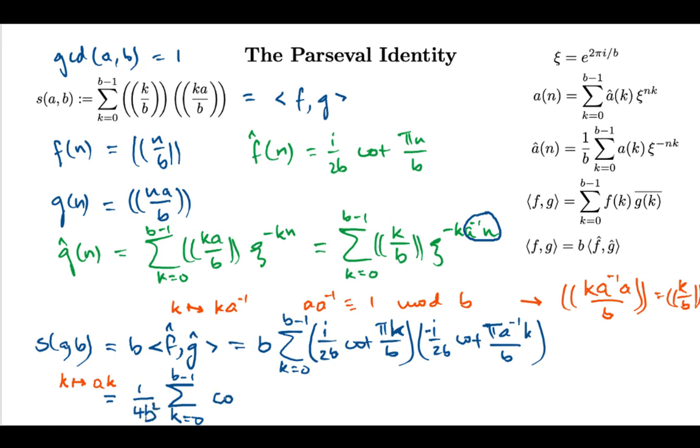And now I'm using the fact that cotangent is a periodic function. So my change of variables now says that I have a Ka in my first cotangent. And very similar to what we did before, if I now see a cotangent pi A inverse times A times k, because cotangent of pi x is a periodic function, I can replace A times A inverse by 1, and I have this cotangent representation of the Dedekind sum.